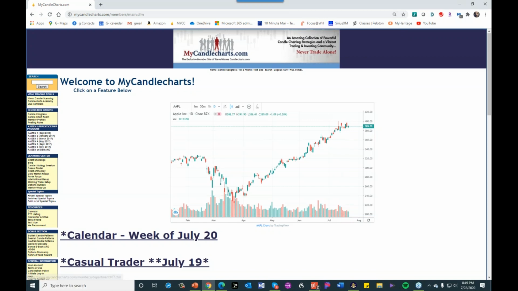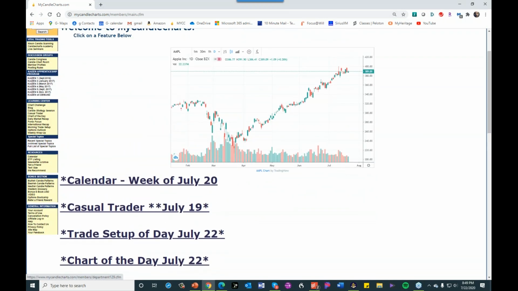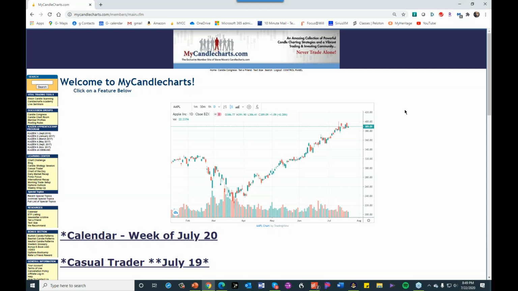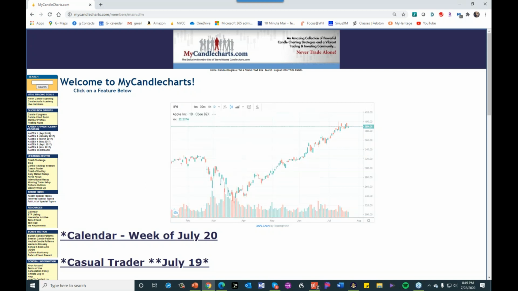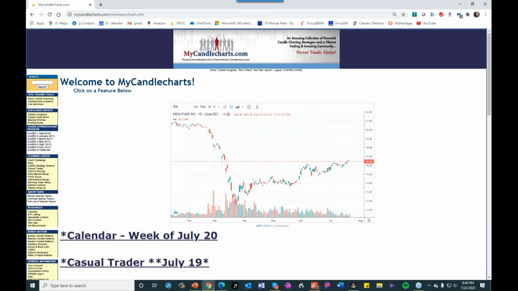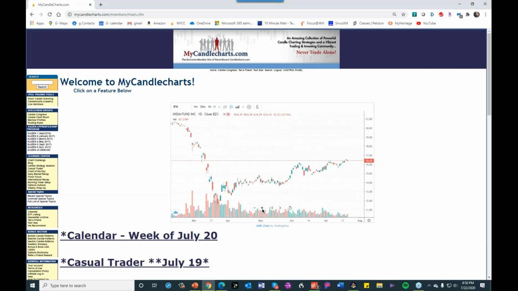All right, so let's see. Yeah, it's working. Okay, and I'm going to go through all these features here that we have on mycandlecharts.com. This will be our short discussion, and then we're going to go through some other exciting markets. So one of the markets that we wanted was the very popular Indian markets. So IFN. Now, what's great about this widget on mycandlecharts.com, it works just about in any market around the world.